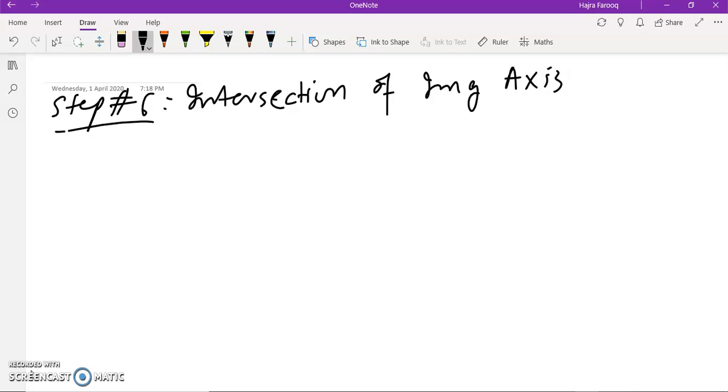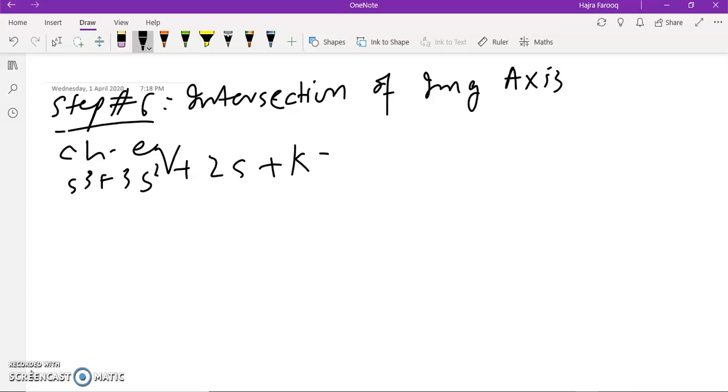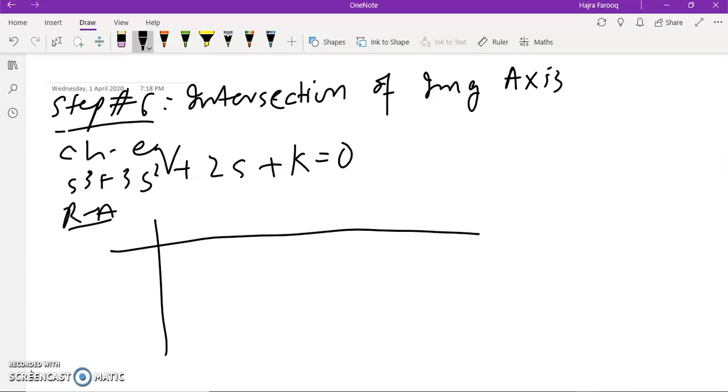That is, our characteristic equation is s cube plus 3s square plus 2s plus k equals 0. Now you have to form the Routh array for this, and I hope you all know about the Routh array. If you do not know about this, let me know in the comment section below. I will definitely make a video for this. S cube, s square, s, and this is s power 0.